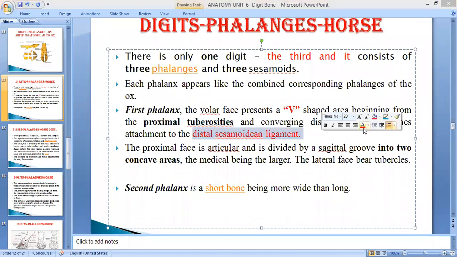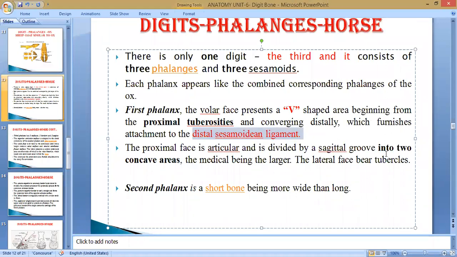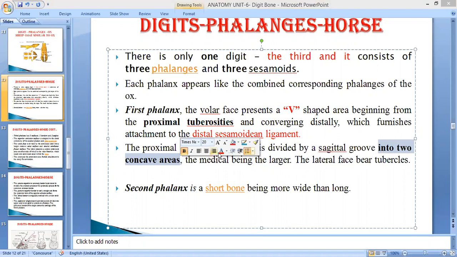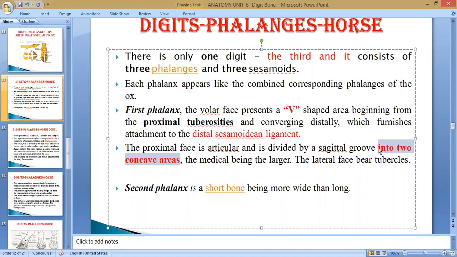Okay, the proximal face is articular and divided by a sagittal groove into two parts like the first phalanx of the ox. For Aspi, this question is for Pius. Pius is here, is he connected or not? Yes, sir. Pius, you tell me. Yes, sir. The proximal face or articular surface is divided into two parts by a sagittal groove, that is a concave area, which is for the attachment of, fill in the blank.